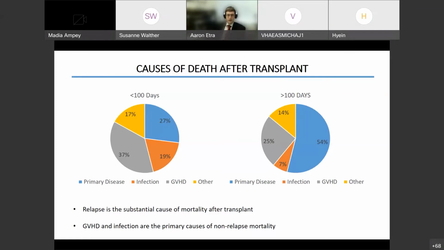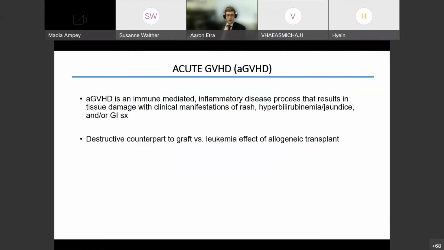And thus, it is important for us to optimize our strategies to both prevent as well as treat graft versus host disease. Graft versus host disease is an immune-mediated inflammatory disease process that results in tissue damage with clinical manifestations of rash, hyperbilirubinemia, and/or GI symptoms. We'll talk about what some of these symptoms can be, but we're talking about things that run the gamut from anorexia to frank ileus and massive hematochezia, severe pain. This is the destructive counterpart to the graft versus leukemia effect of allogeneic transplant.